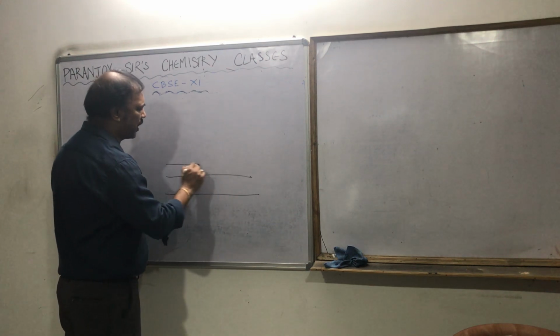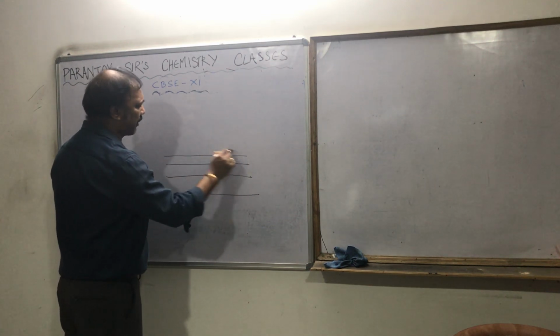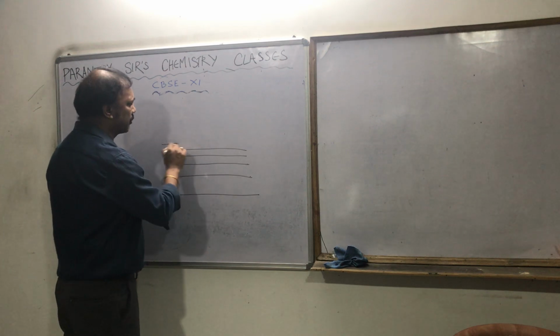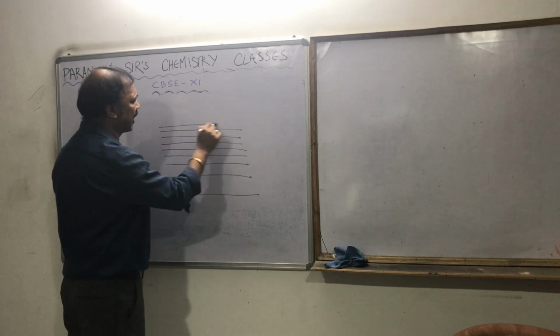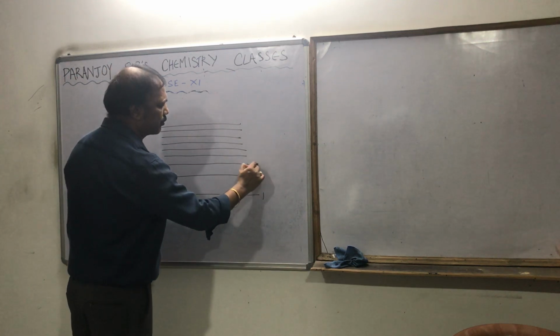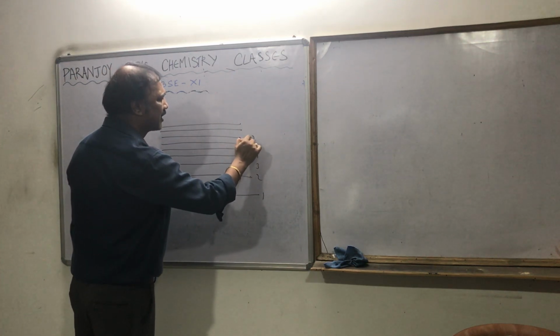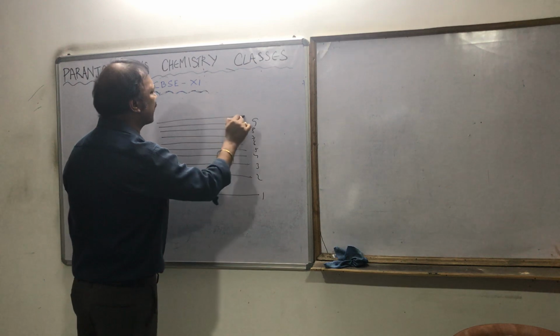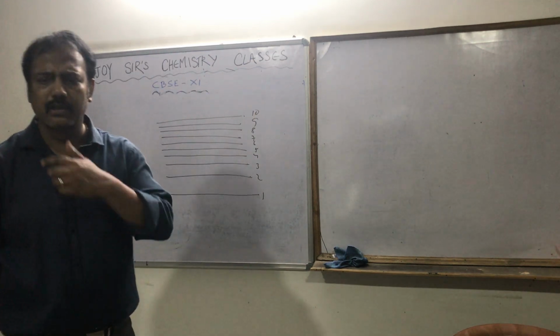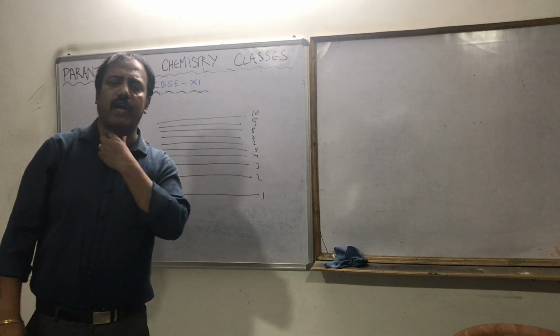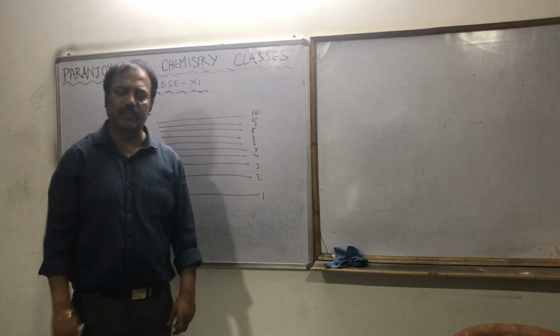Emission spectrum means what? Where the electrons are falling from the higher to the lower orbitals, right? So I am just drawing the different levels of this. Suppose this is 1, 2, 3, 4, 5, 6, 7, 8, 9, 10. Whatever I am drawing, it can go up to infinity. Clear? Now electrons are jumping from higher to lower, that is emission spectrum.